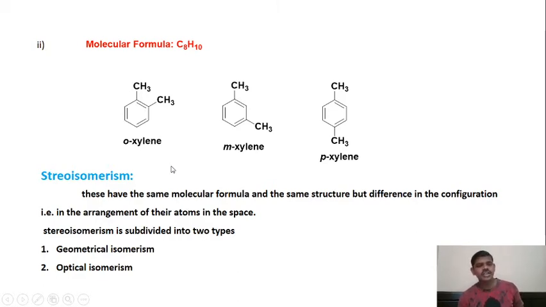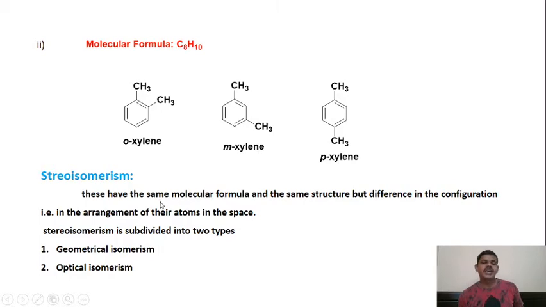structural or constitutional isomerism. Now stereoisomerism. There are two types of isomerism: structural or constitutional, and stereoisomerism. Constitutional or structural isomerism we have seen, and there are three types we have seen. Now we are moving to stereoisomerism.